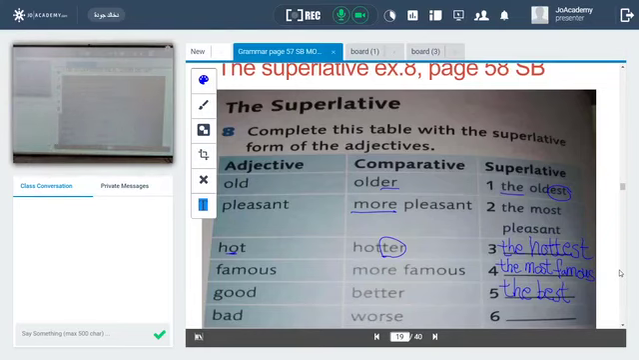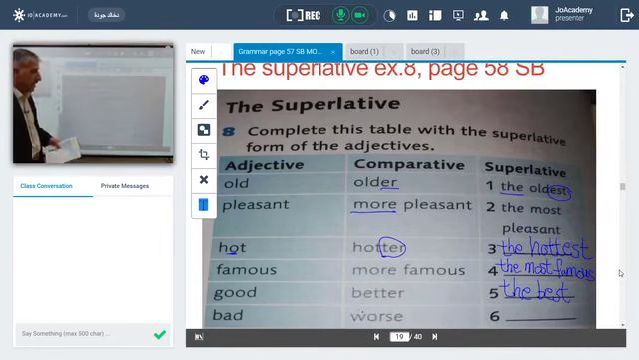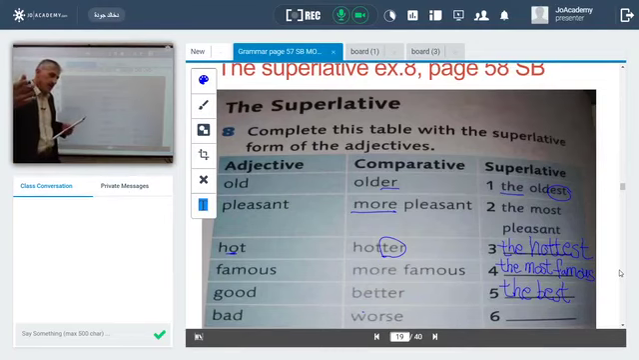The last one we have is bad. Bad means سيء. Worse means أسوأ من. He is worse than his brother. So worse means أسوأ من. And if I say like Ahmed is the worst person in the class.